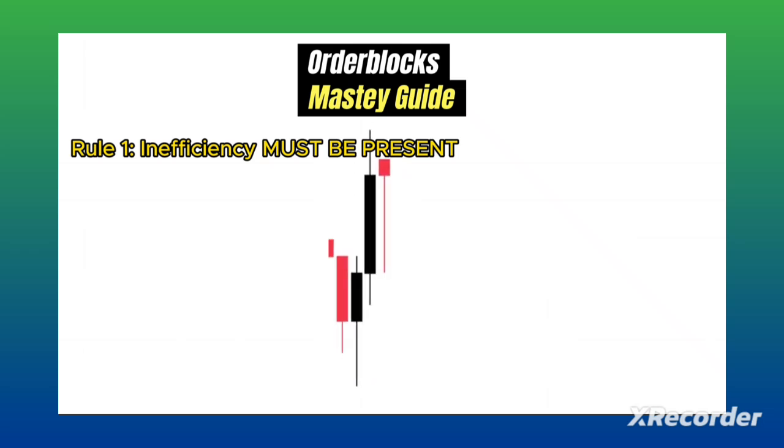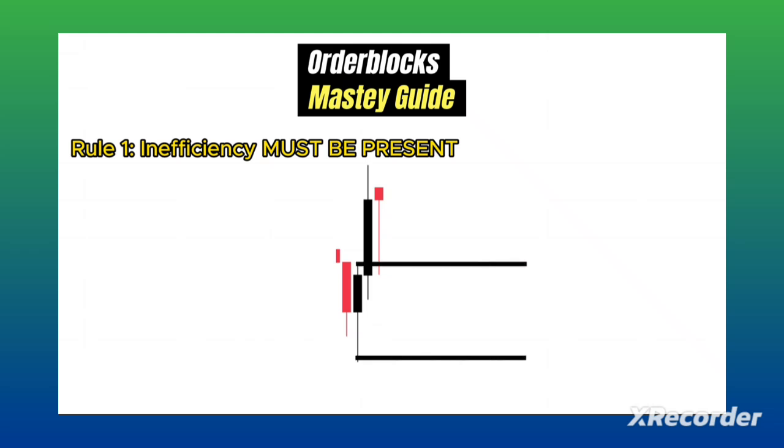And this is how price looks without an inefficiency. Look how the wicks take basically the liquidity of each part. So we basically have no gap between price. This is an efficient market where smart money likely didn't participate in this certain move. And this makes this an invalid order block, or a false order block.